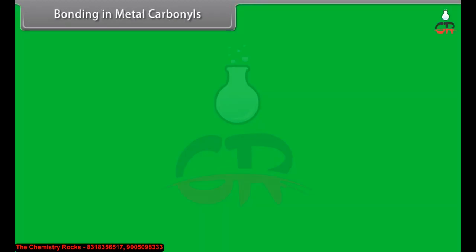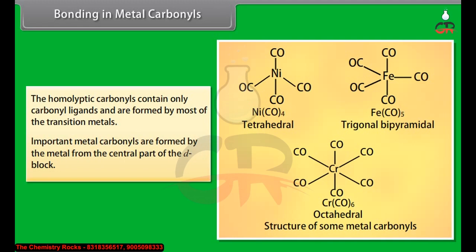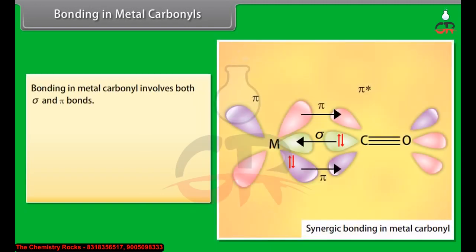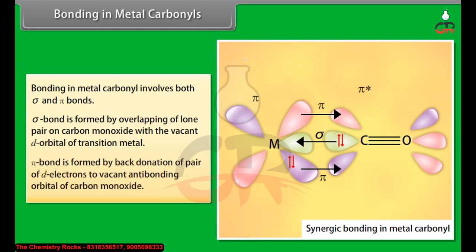Bonding in metal carbonyls. The homoleptic carbonyls contain only carbonyl ligands and are formed by most of the transition metals. Important metal carbonyls are formed by the metals from the central part of the d block. Bonding in metal carbonyl involves both sigma and pi bonds. Sigma bond is formed by overlapping of the lone pair on carbon monoxide with the vacant d orbital of the transition metal. Pi bond is formed by back donation of a pair of d electrons to the vacant antibonding orbital of carbon monoxide.